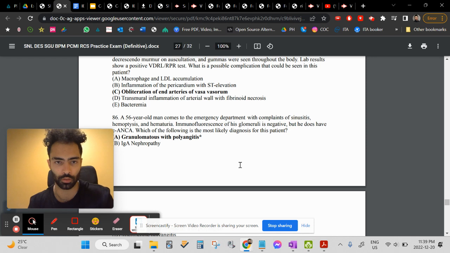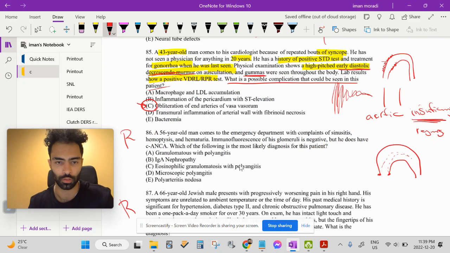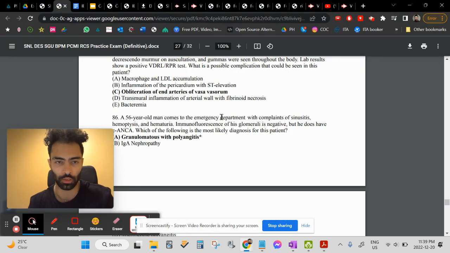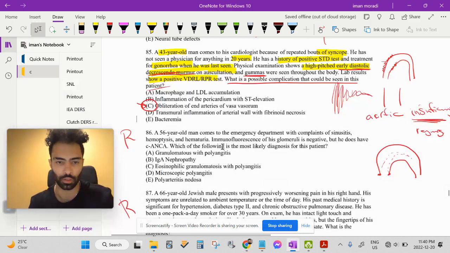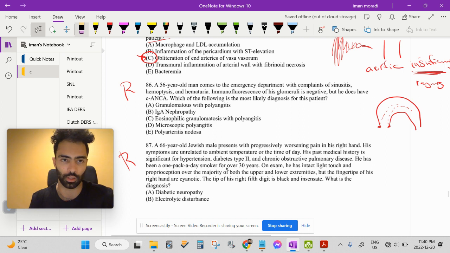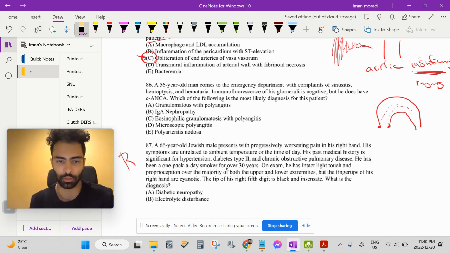When did I see those questions? 85. Yeah. These questions are non-renal. I don't know why I label them as renal. The vasculitis questions. At least this one is.